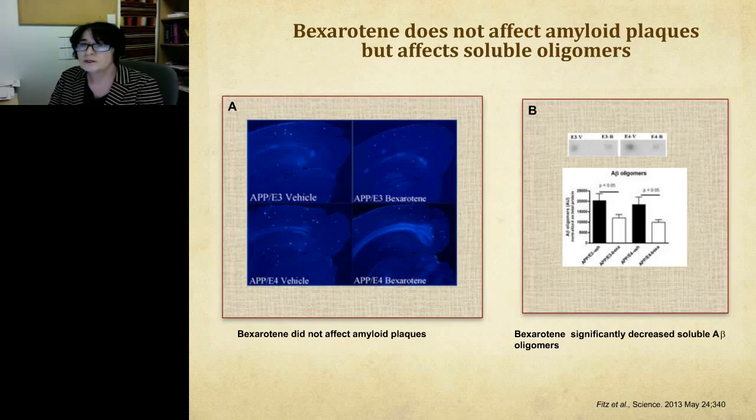On B is shown the effect on soluble A-beta oligomers. So soluble A-beta was extracted from the brain, and the level of oligomers tested with antibody L11 from Charles Glabe's lab that specifically recognizes oligomers. We found that treatment decreased soluble oligomers in E3 expressing mice and in APOE4 expressing mice. And the conclusion from this and other studies is that bexarotene did not change amyloid plaque, did not change insoluble amyloid, but decreased soluble A-beta oligomers.